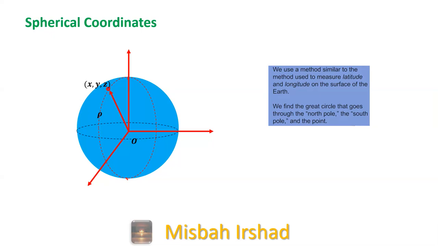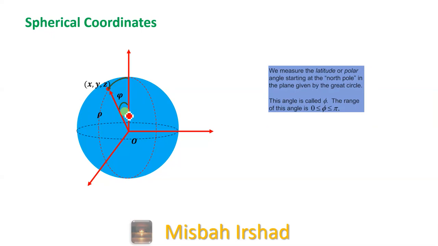And let's draw the angle. This is the angle between this radius vector and the z-axis. Now let it be phi. Phi lies between 0 and pi. So this is another coordinate, spherical coordinates. So rho, phi, and the third coordinate would be theta.